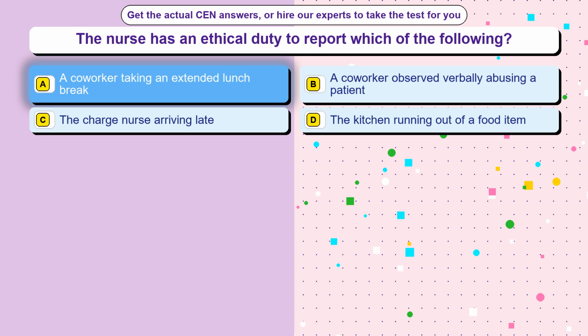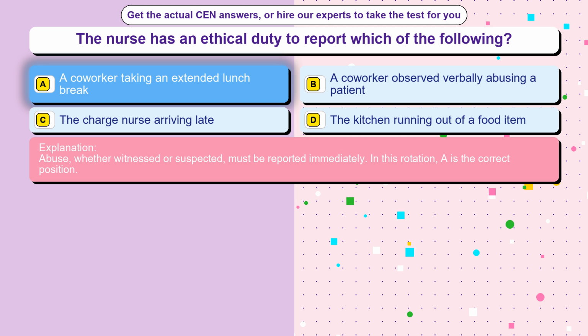The correct answer is option A, coworker taking an extended lunch break. Abuse, whether witnessed or suspected, must be reported immediately. In this rotation, A is the correct position.